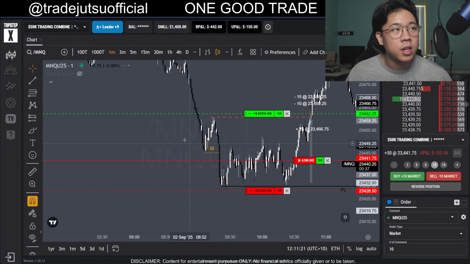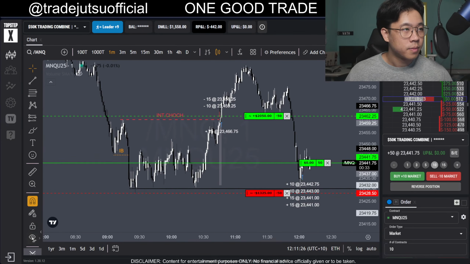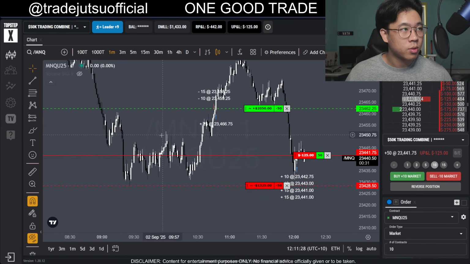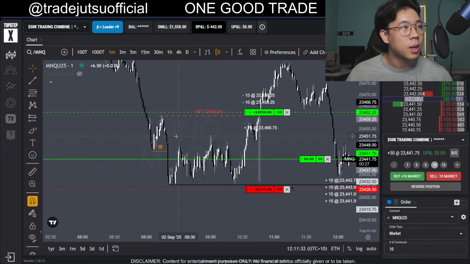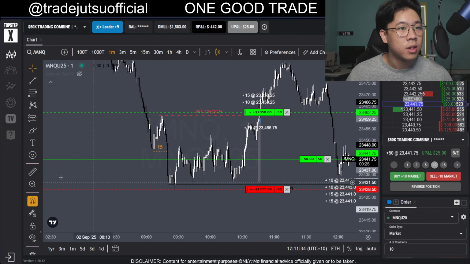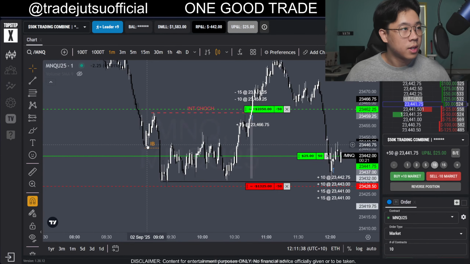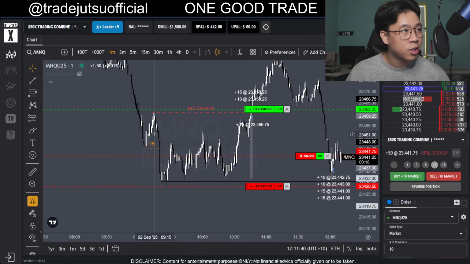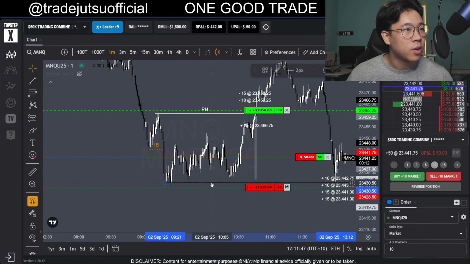So as you can see here, if I just hide everything for a second, you can see that price was coming down. It was bearish, had an internal break, and created a protected high. This protected high, and then there was a protected low here.